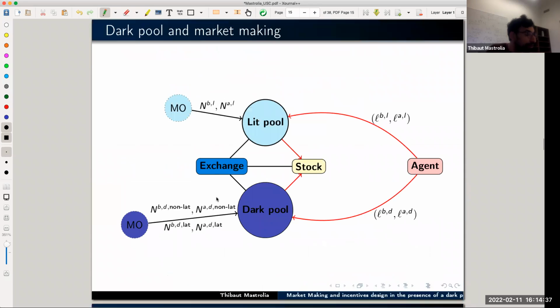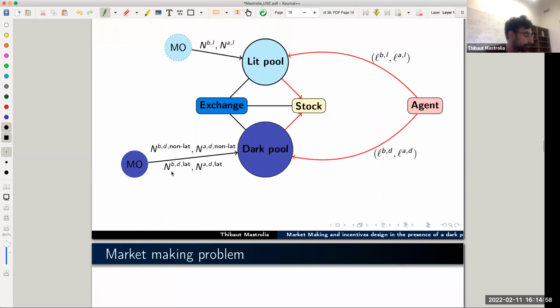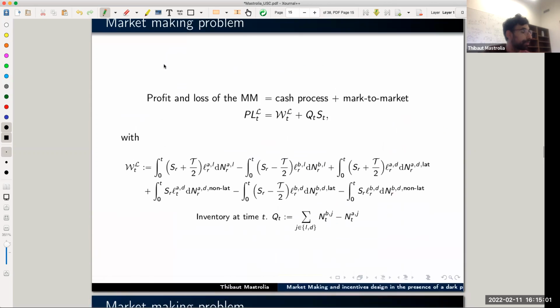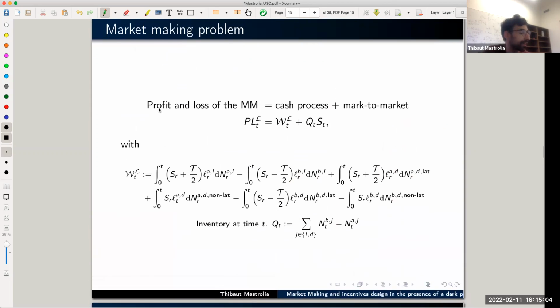Okay, so now we have basically 6 variables. We have NBA, NLA, and in the dark pool there are 2 kinds of orders. There are orders that arrive with latency, and orders that arrive without latency. So that is the new configuration that we'll consider. In this case, what happens for the market maker? The market maker has a profit and loss by dealing either on the lit pool or on the dark pool. The profit and loss of the market maker is composed of the cash process and a mark-to-market term.